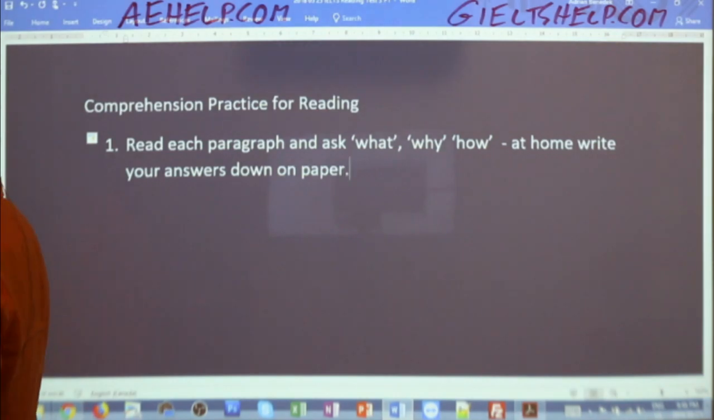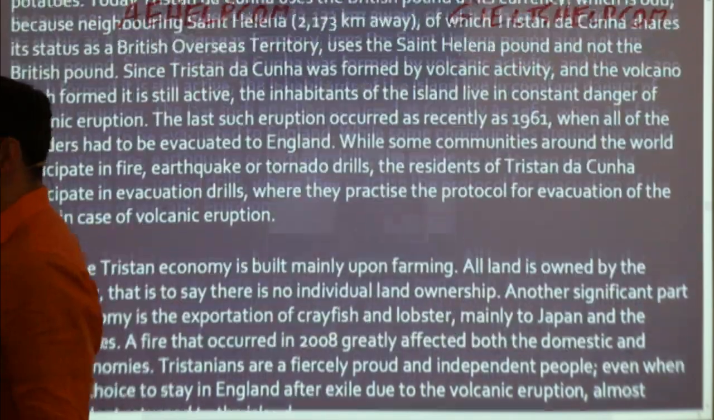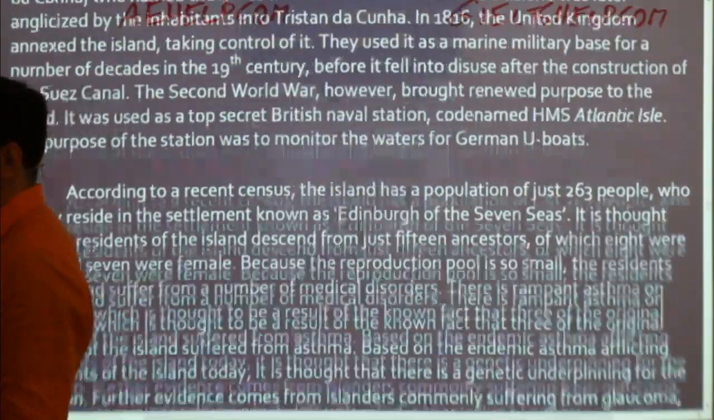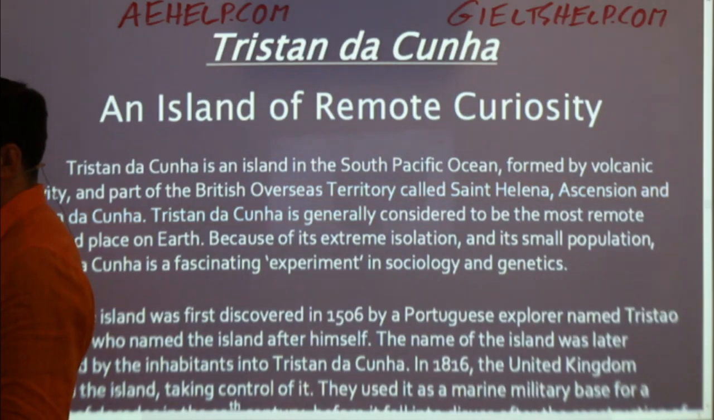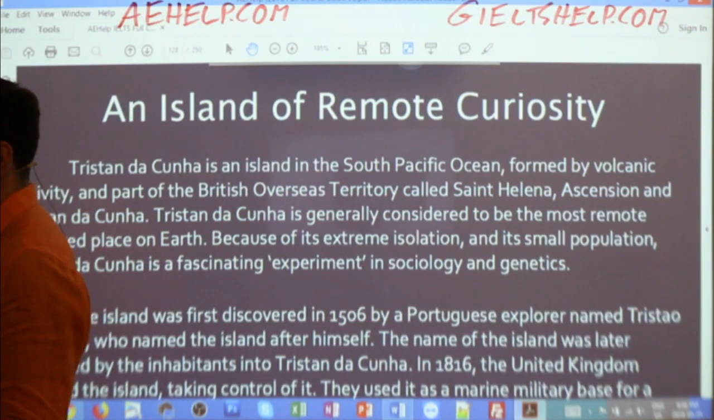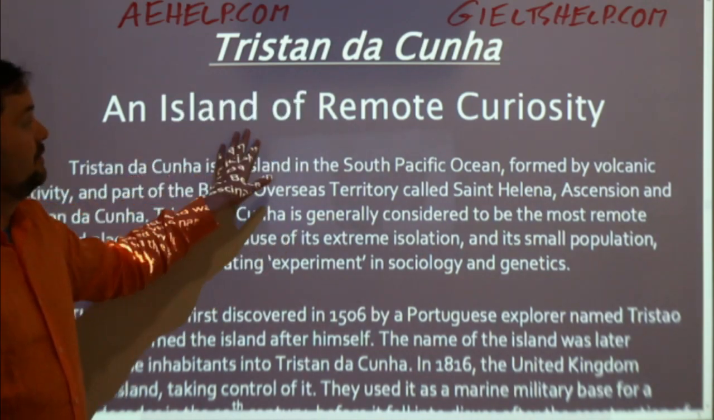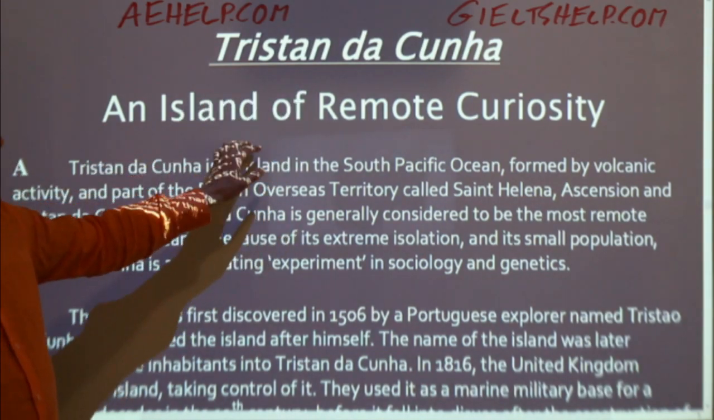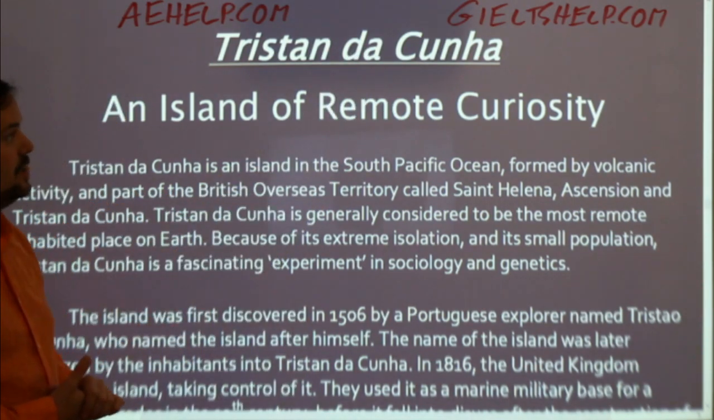Okay, now let's do this with this reading. Okay, so let's jump back here. Let's go through it together. Let's go through a few paragraphs and do this what, why, how practice. Okay, so Tristan de Cunha, an island of remote curiosity. Okay, so Tristan de Cunha is the name of the island, of course.